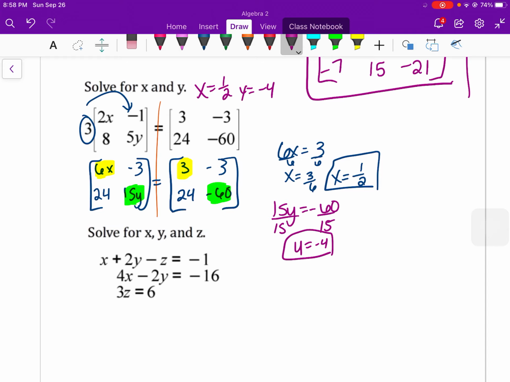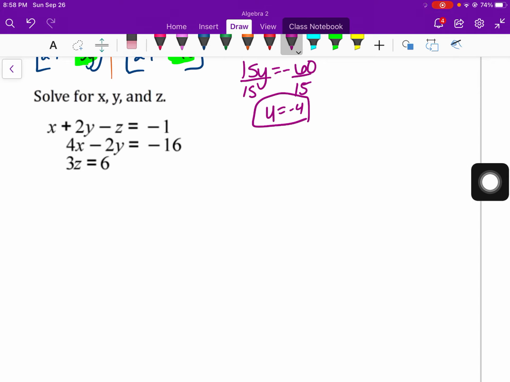So solve the left side and get it simplified as much as you can, and then the matrices should be equal. So then the corresponding positions are equal, and use that to figure out what the variable has to be. Notice that the other two spots are equal as well.